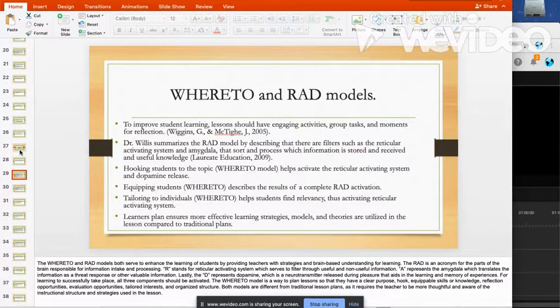The Where-To model is a way to plan lessons so that they have a clear purpose, hook, equipable skills of knowledge, reflection opportunities, evaluation opportunities, tailored interest, and organized structure. Both models are different from traditional lesson plans, as they require teachers to be more thoughtful and aware of the instructional structure and strategies used in the lesson.